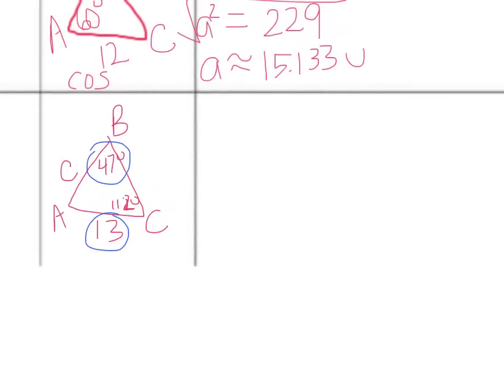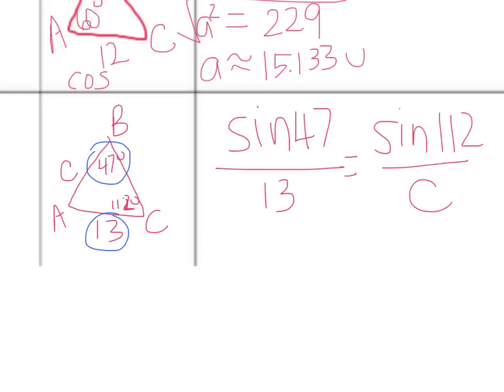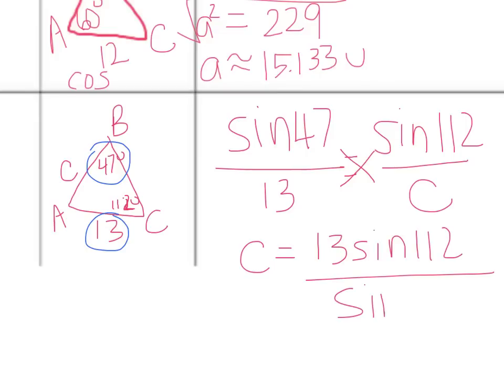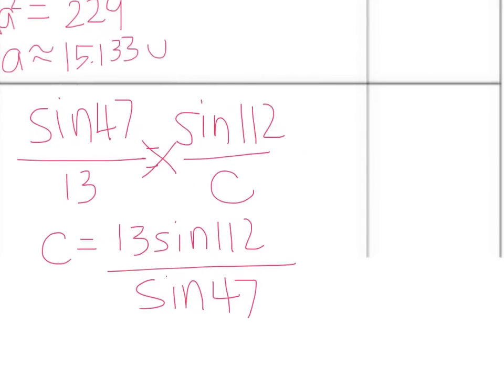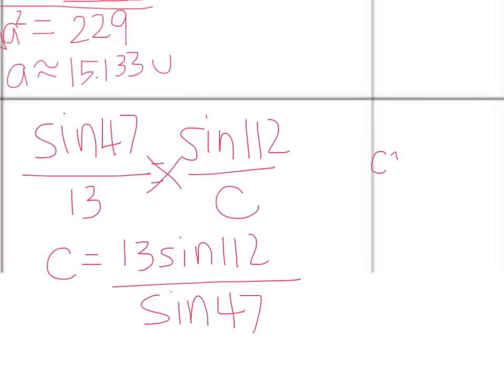Now I'm just going to plug in the information. I'll do my pair first: sine of 47 over 13 equals sine of 112 over side C. Cross multiply and divide. C is 13 sine of 112 divided by the sine of 47. Plug that in your calculator exactly as it looks, and you'll get that C is about 16.481 units.